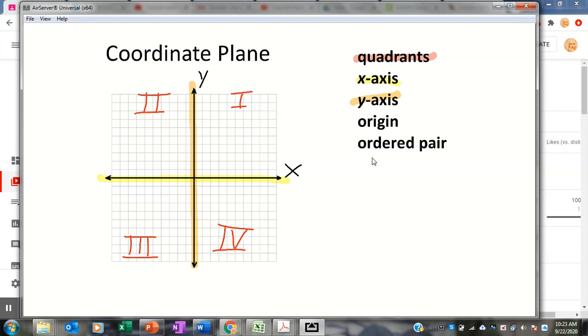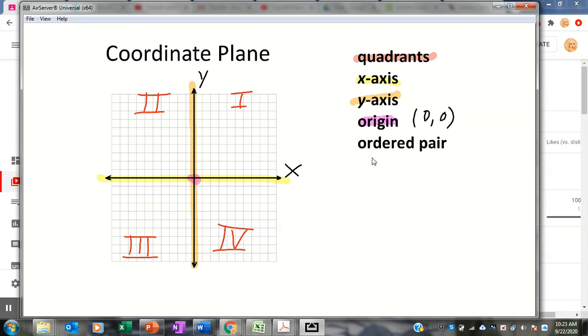Then we need to talk about what the origin is. The origin is where you originate, which is why it's called the origin, anytime you plot a point. So the origin happens right here in the middle, and that ordered pair for the origin is 0, 0.